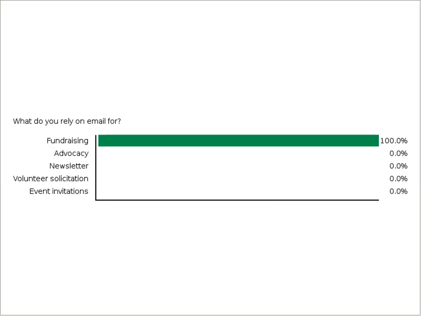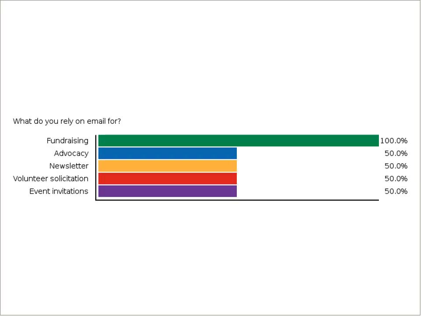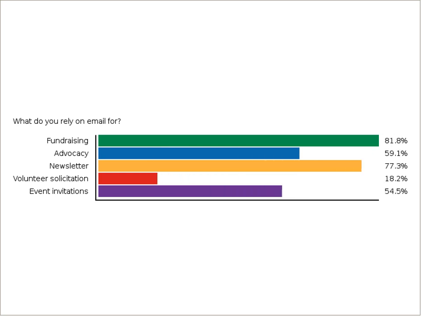You can choose multiple ones. It might be fundraising, advocacy, newsletters. So I can already see that fundraising is rising to the top. Newsletters, obviously, as you can imagine, are quite high there. Event invitations, not so much, and stuff for volunteers seems to be slowing down a little bit now. If you haven't voted yet, please do so.